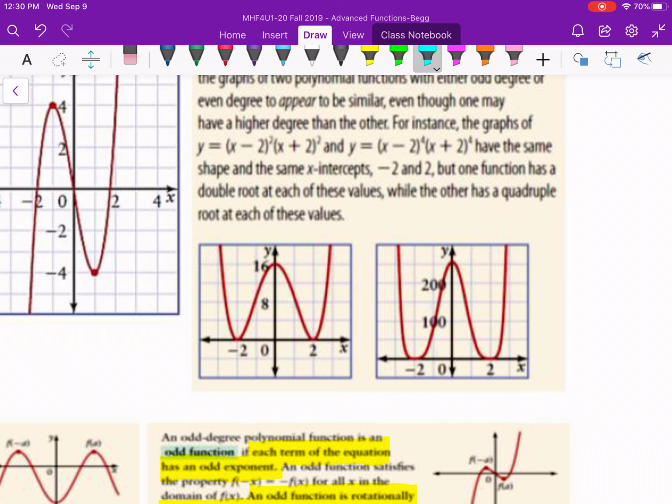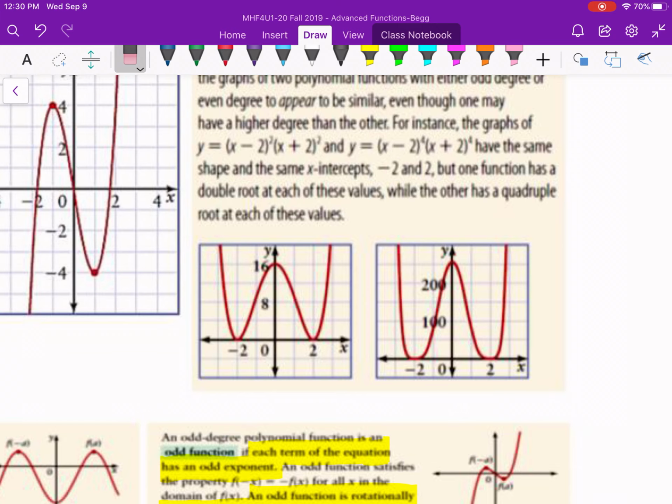However, this one is actually degree 4, and this one is actually degree 8, even though they look similar. And they have the same x-intercepts, but it's because one of them has a double root and the other one has a quadruple root. I'm going to talk about double roots and quadruple roots later as well. So just be aware that you can't always tell what degree a function is.